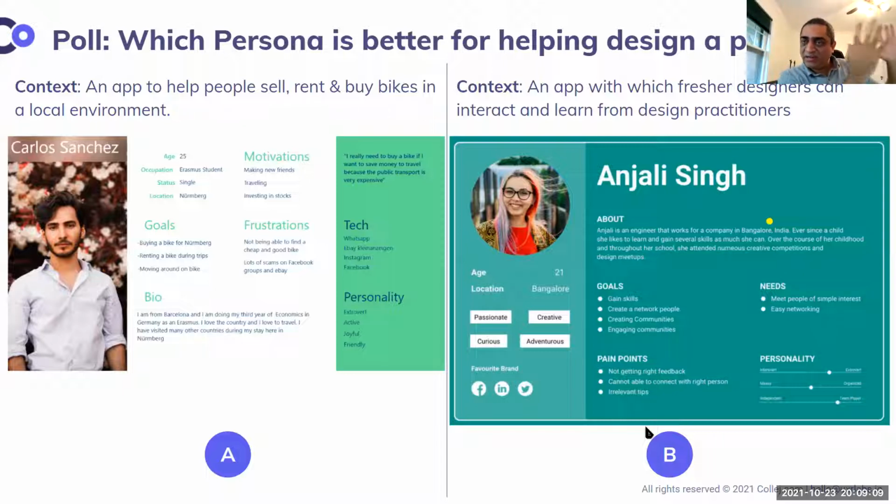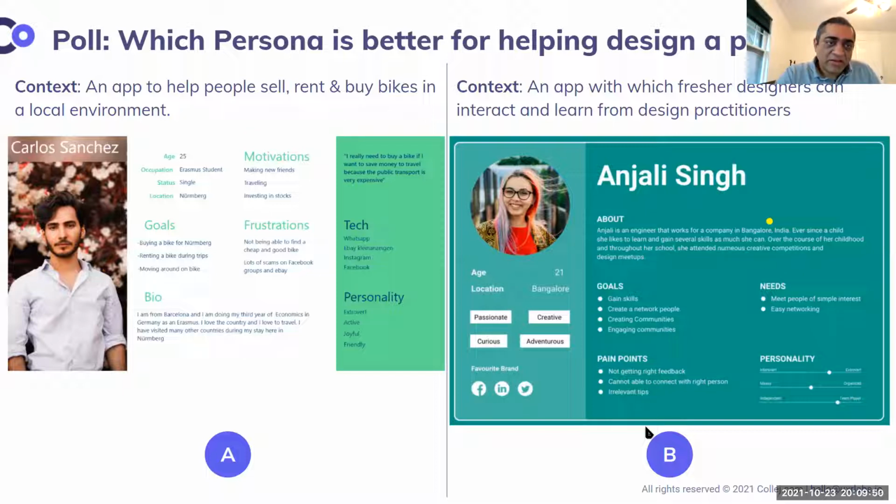Okay, you have an ideal person who's working at it, but can you actually tell why this person, how this person will use a certain product? Can you tell how this person's behavior changes across different contexts? Can you describe how this person is working within the context of your product? So, for example, in the first one, it says the app has to help people sell, rent, and buy bikes in a local environment. That is the goal for Carlos. All right. And so when you're looking at this person's persona, can you make any decisions based on that?